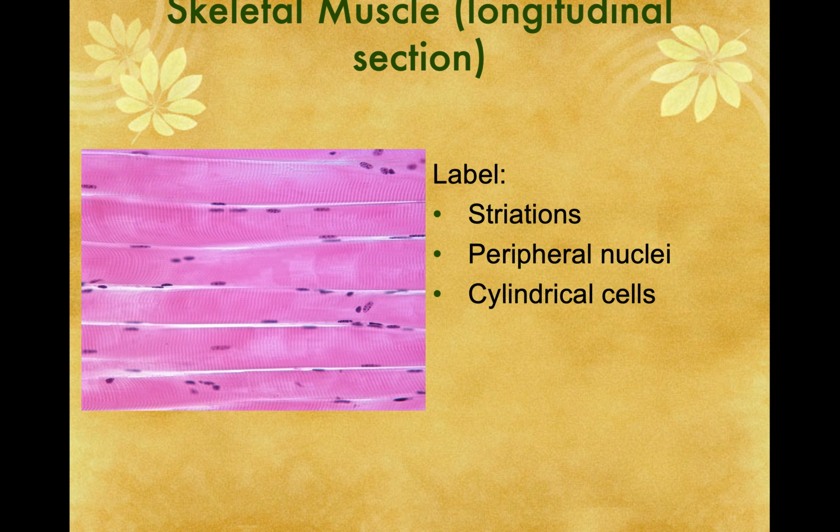Next one, longitudinal section of skeletal muscle. Each of these horizontal lines is a muscle fiber, and the striations run perpendicular to those, so up and down. You should have labeled one of those as cylindrical cells, and then any of the nuclei are peripheral nuclei because they are stuck on the outside of the cells.